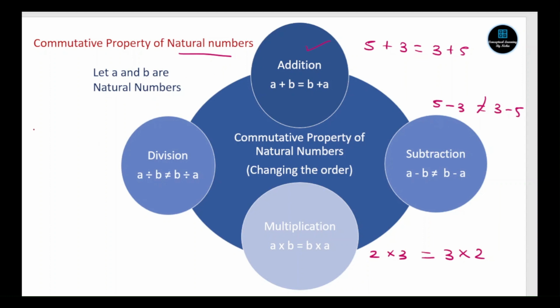And same thing for division. Let's say 5 divided by 3 and 3 divided by 5. They are not the same, correct? They are not equal. So commutative property is valid for addition and multiplication in terms of natural numbers. I hope you get it.